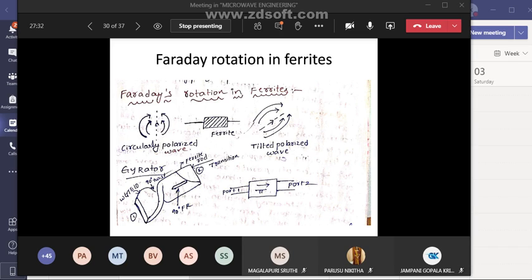Next we will see what is the Faraday rotation. What is the Faraday principle? What are the ferrite components? So, Faraday rotation in ferrites.